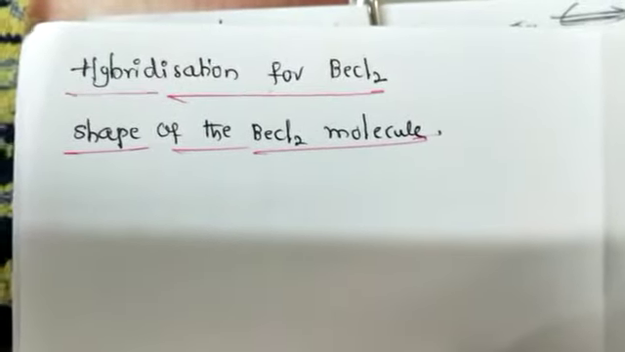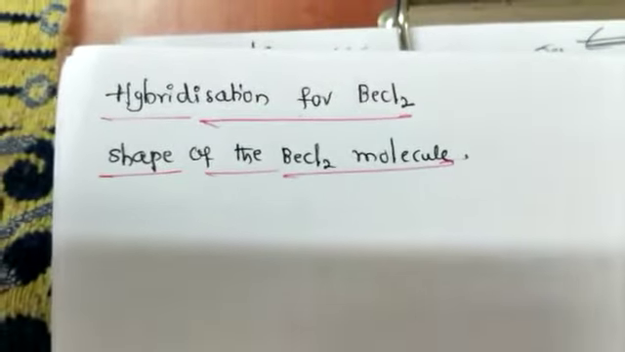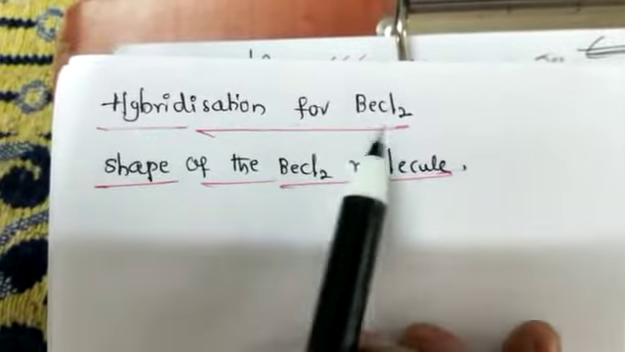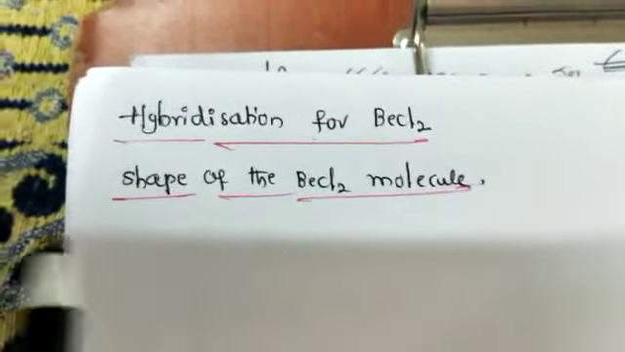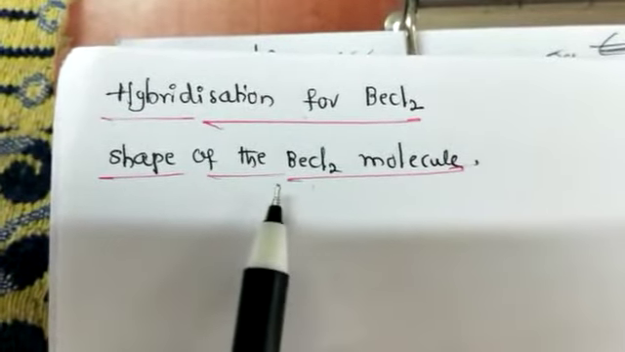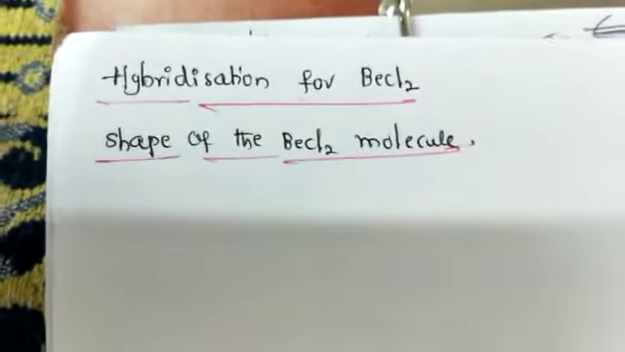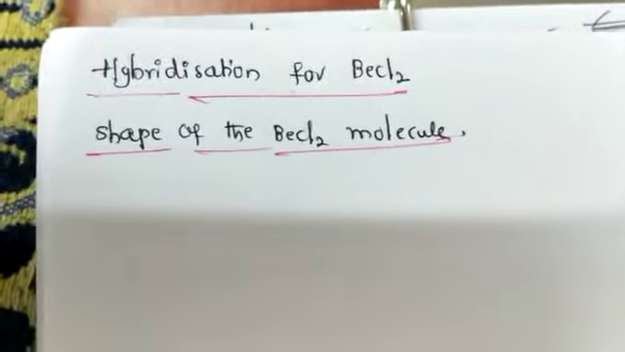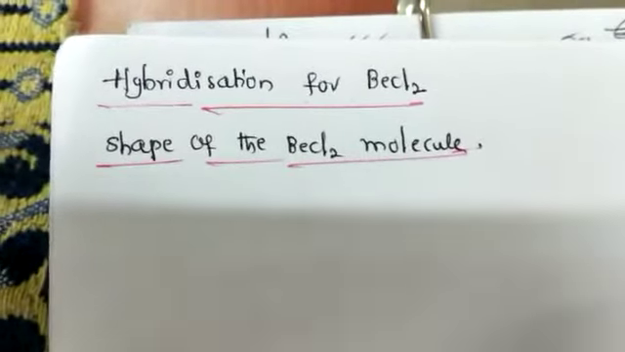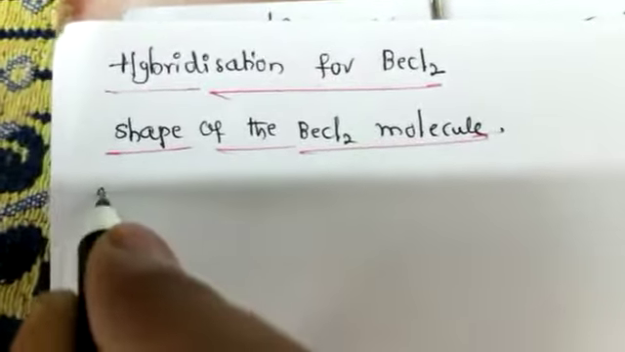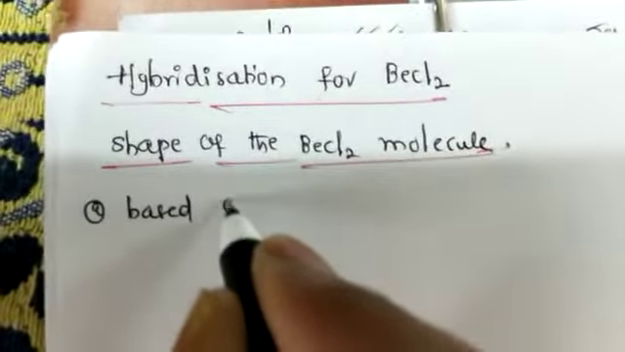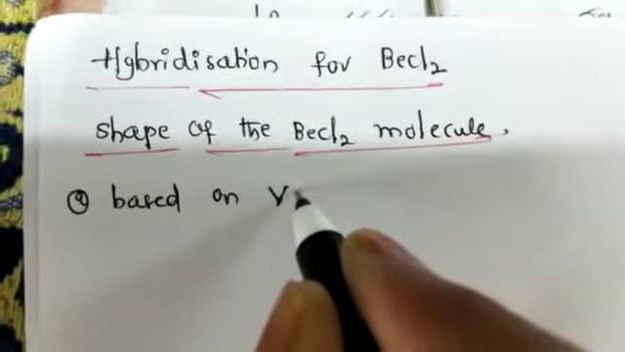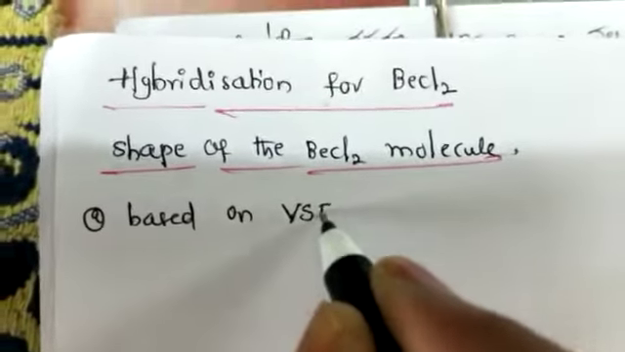Good afternoon, students. Today we will discuss hybridization for some molecules. Particularly, let us take the shape of the beryllium chloride molecule. We can determine the shape of molecules in two ways. The first one is based on VSEPR theory, valence shell electron pair repulsion theory.